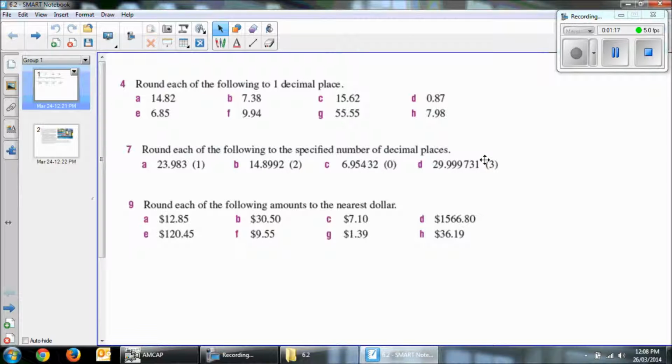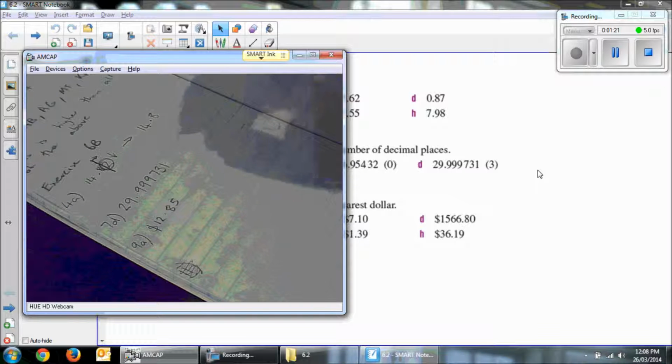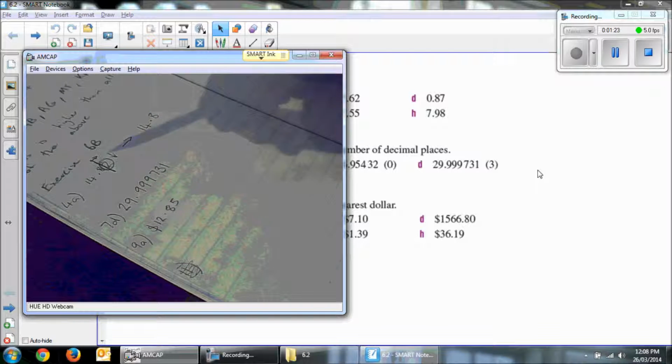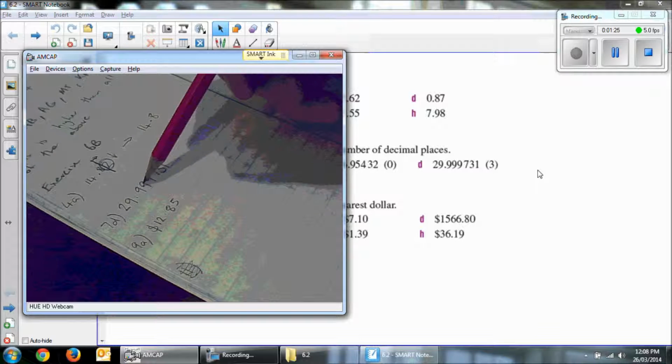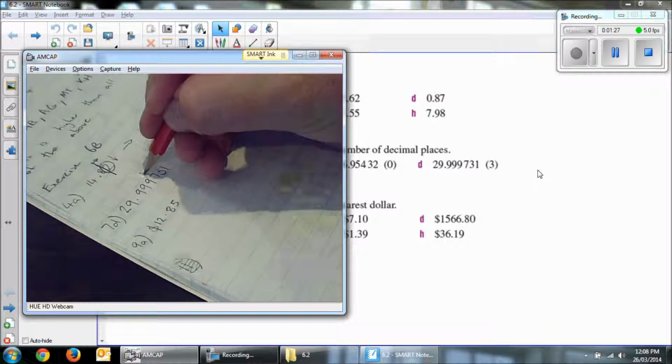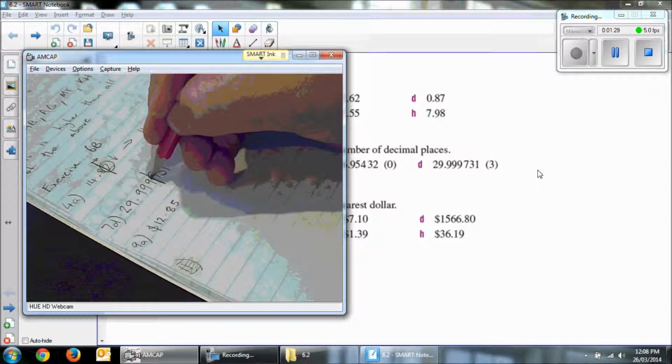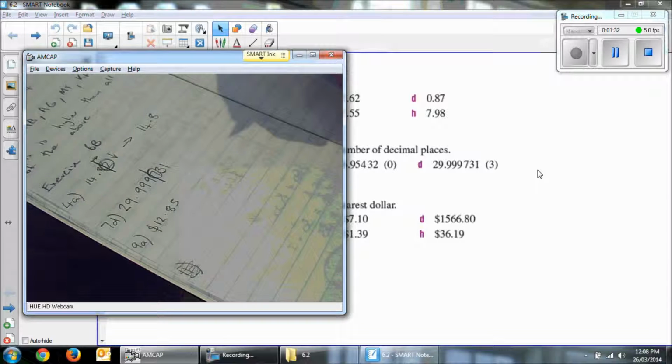In question 7, it says round each of the following to the specified number of decimal places. The specified number is in the bracket. Okay? So we're going to look at 7D, and we need to round this to 3 decimal places. So here we have 1, 2, 3 decimal places. We put in our line. This digit here becomes our critical digit.